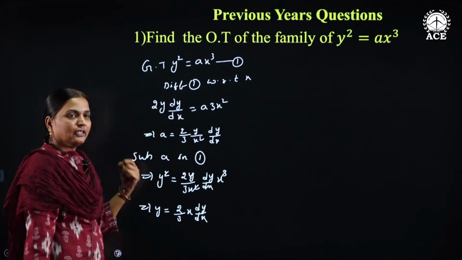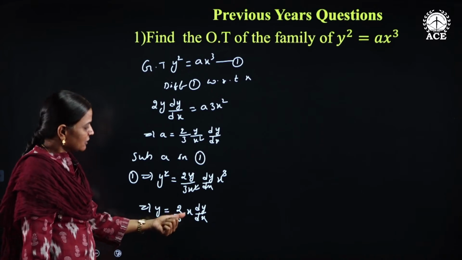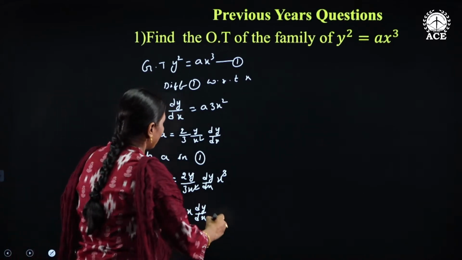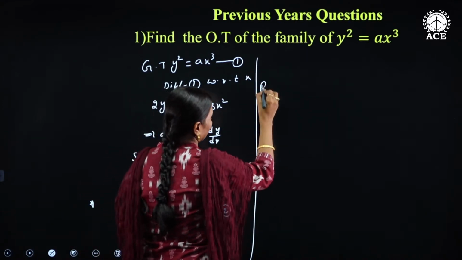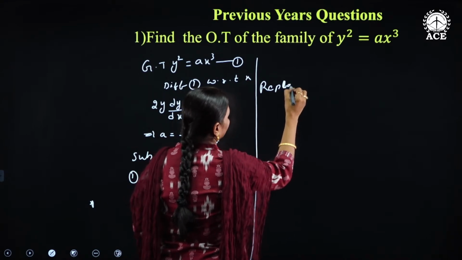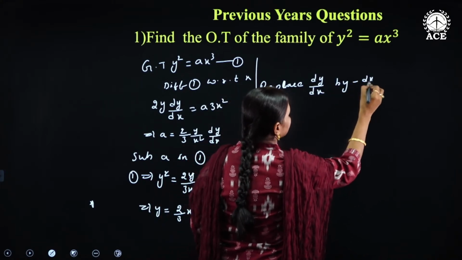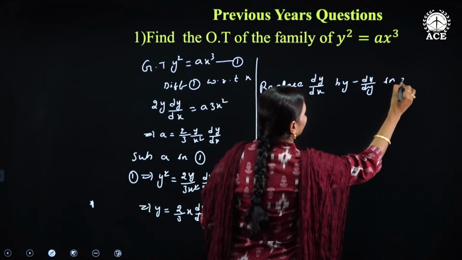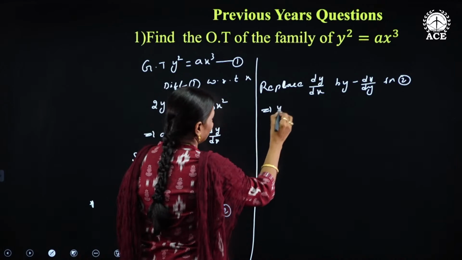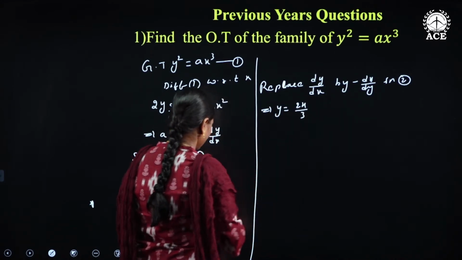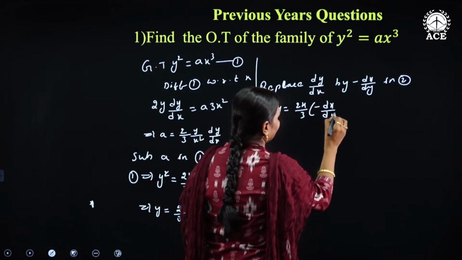But to find the equation of the family of orthogonal trajectories, replace dy by dx with minus dx by dy. So in equation 2, replace dy by dx with minus dx by dy. Now equation 2 becomes y is equal to 2x by 3 into, what is dy by dx? dy by dx is equal to minus dx by dy.